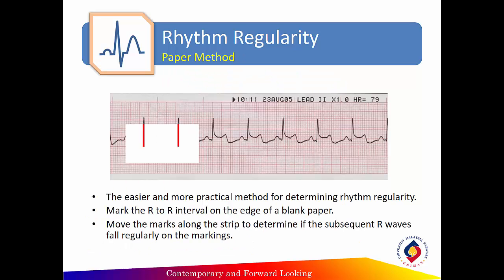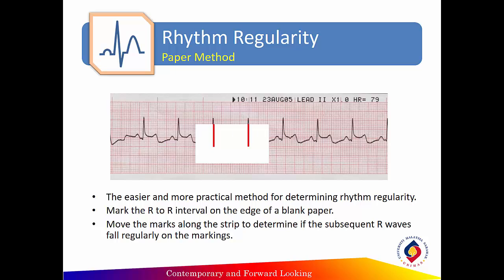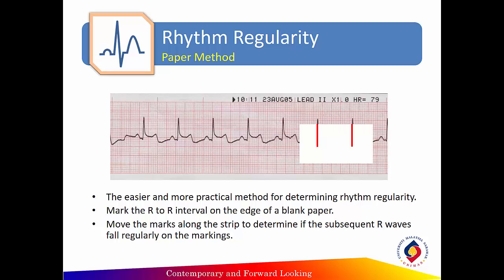The easier and more practical method for determining rhythm regularity is by using the paper method. Mark the R to R intervals on the edge of a blank paper. Then, move the marks along the strip to determine if the subsequent R wave falls regularly on the markings which you have made. If they do, then this rhythm is regular.